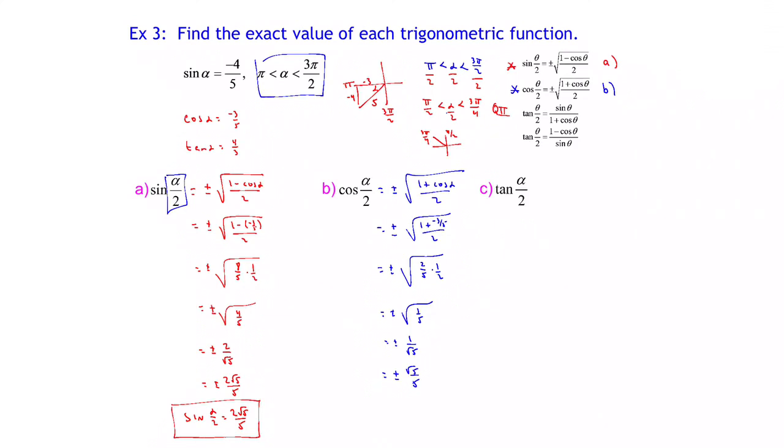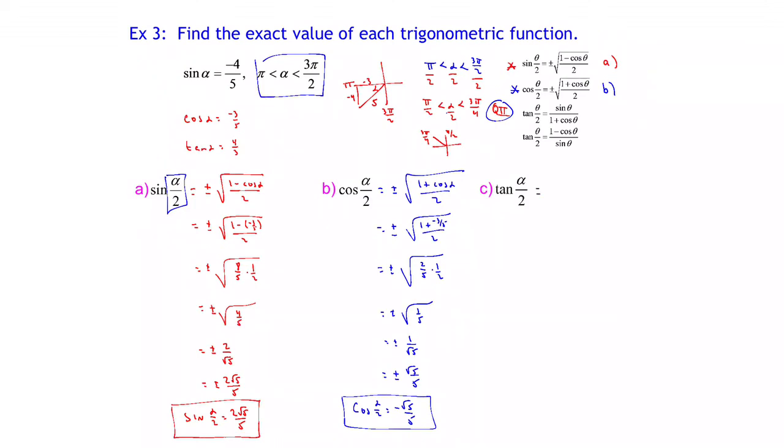Now, the plus or minus, is it positive or a negative? Well, once again, we're still in quadrant 2, based on what we did a little bit ago. So now we are doing cosine, which means it is negative. So cosine of alpha divided by 2 is the ratio negative square roots of 5 over 5.